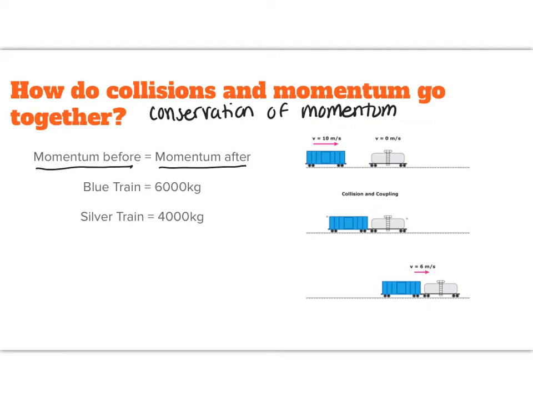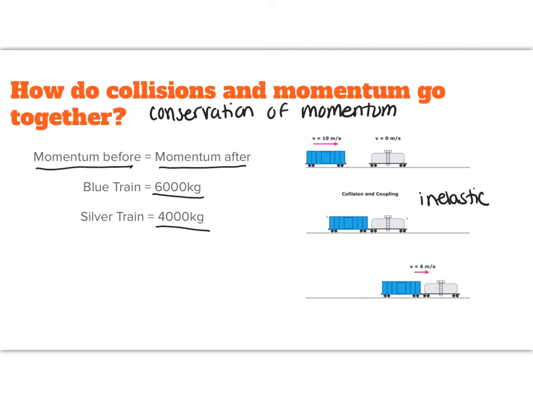So let's say that I have a blue train and a silver train, and I gave you the masses right here. My silver train starts at rest, and my blue train is moving towards it so that they collide. Now, they're going to move together at the end, so this is an inelastic collision.